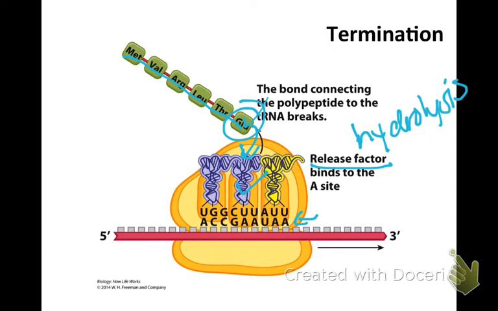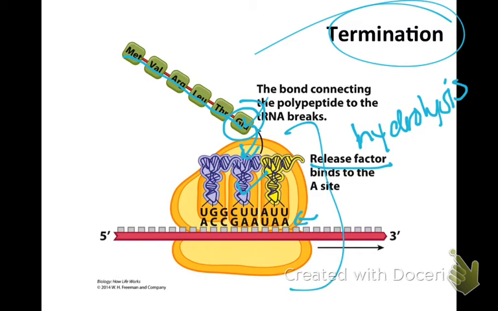This is called termination. After that, you get the breakdown of this entire complex, and the recycling of this messenger RNA into other components, and these continue to go back and become recharged, and everything starts all over again.